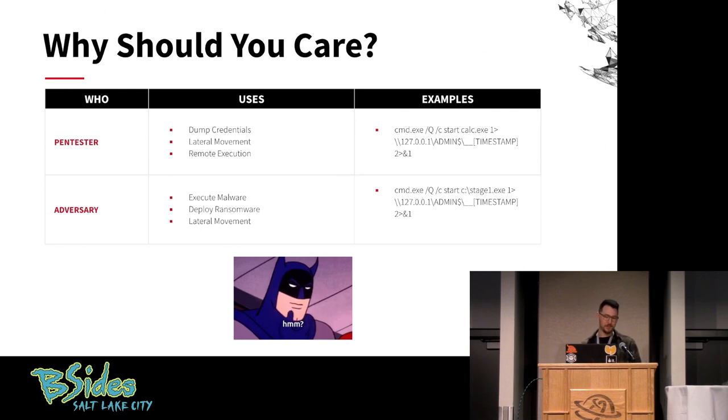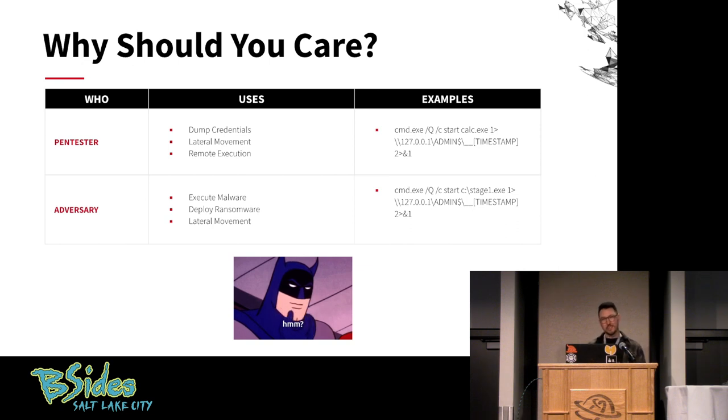And that's why under the uses, they're meant to look the same, except for adversary execute malware and deploy ransomware. Slightly different outcomes there. And then for the examples, pen tester, I'm just gonna pop calc remotely, see if I can execute some code on a remote endpoint. And then the other one is just executing WhisperGate, so I'm gonna destroy the MBR and then leave a ransom note.